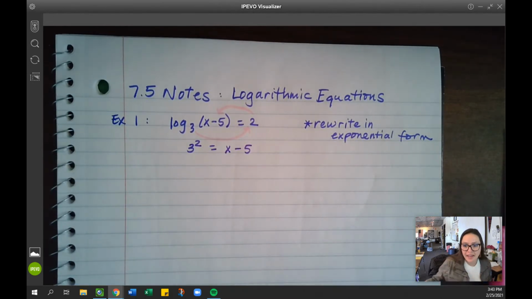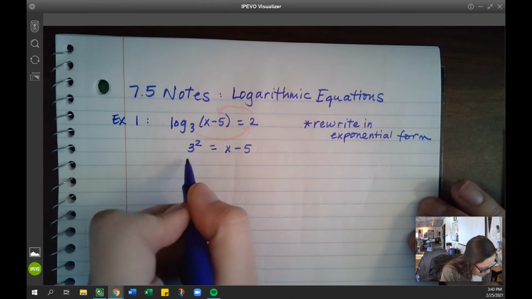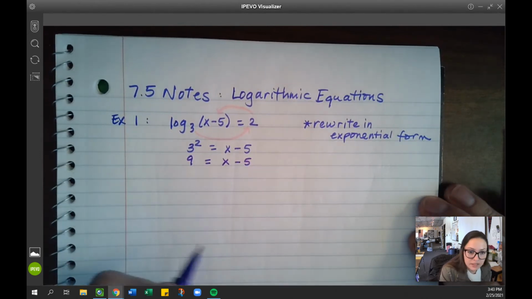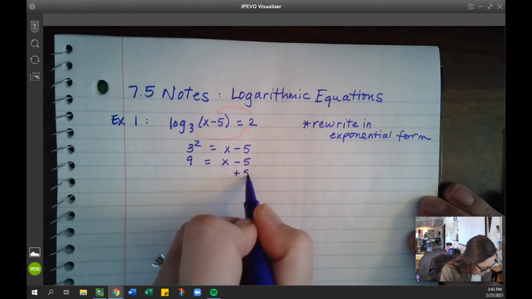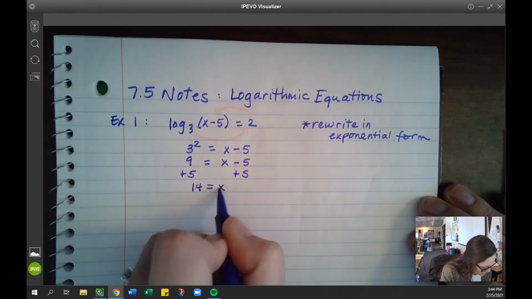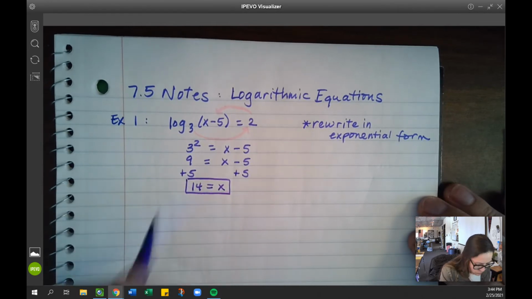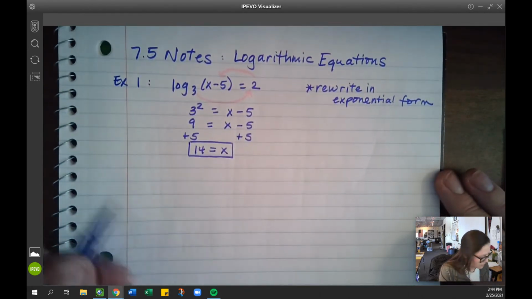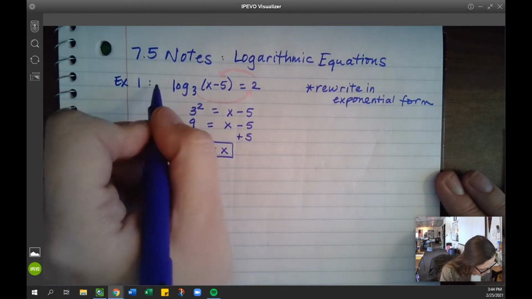And now that we've done that, it's really quite a simple problem. So 3 squared is 9. And then I can add 5 to both sides. So x would equal 14. Let's try another one.